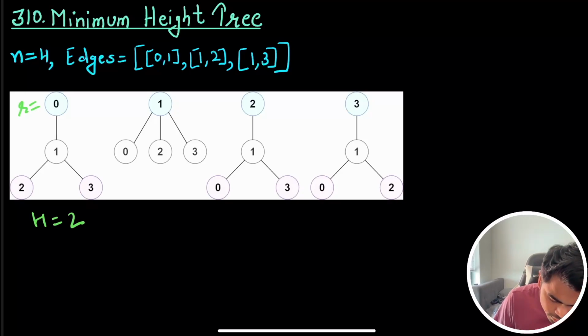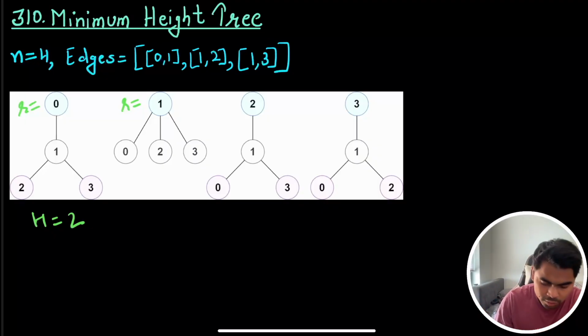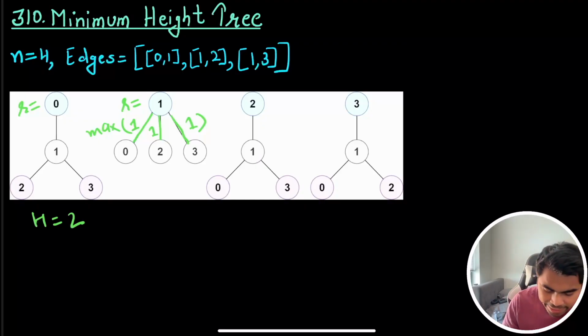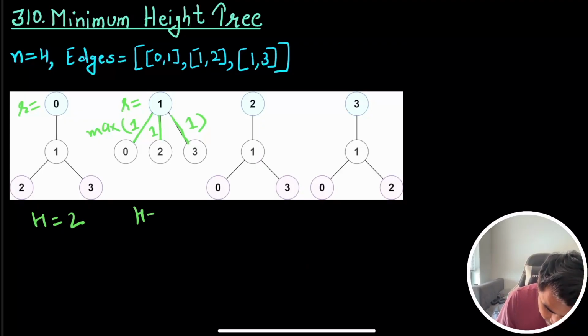How about if I choose my root as 1, then what's the height of the tree? Well, this time, if you try to explore, basically the height is the furthest distance from root to any of the leaves. So here I see that this is 1. This is also 1, this is also 1. So the maximum distance from root to all the leaves represents the height, and we have to return the minimum height trees. So in this case, height would be 1.